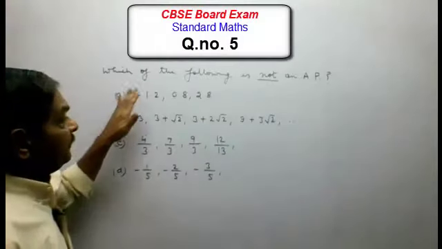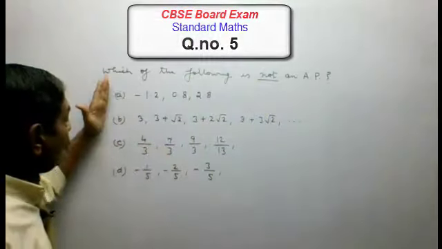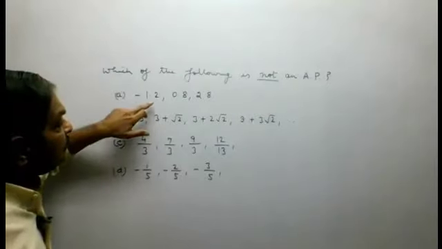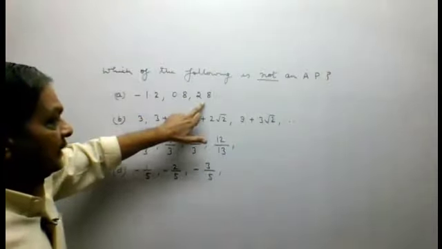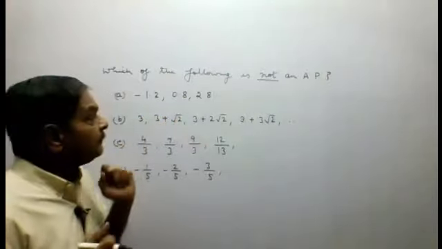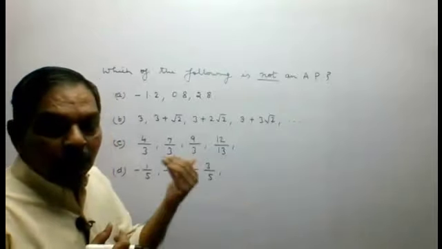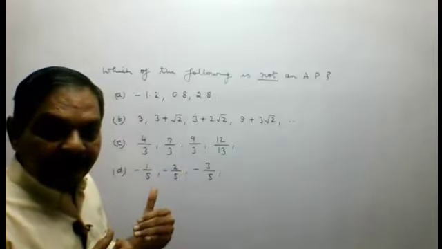Question is, which of the following is not an AP? 4 options are given. We have to check one by one. First progression is minus 1.2, 0.8, 2.8 and so on. We have to check the common difference. Common difference means from the succeeding term I am to subtract the term which is given previous.